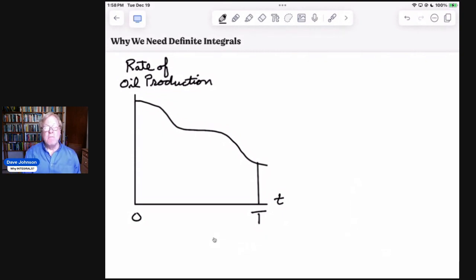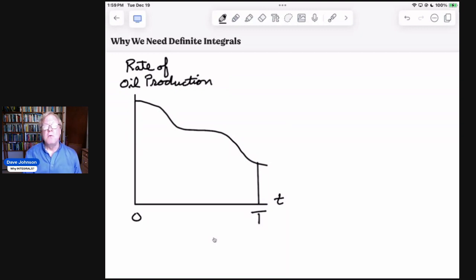So, let's imagine for a moment that you own an oil well. And I ask my students this question every time I talk about this. I say, well, how many of you have an oil well? Probably not very many. I live in Texas, so a few of us do. I don't own an oil well, but some of my students, their grandparents might own an oil well.